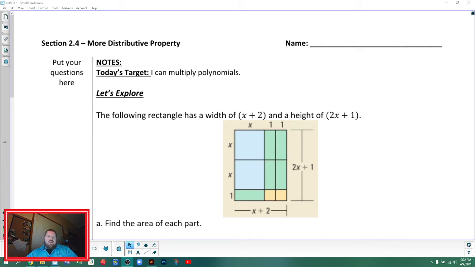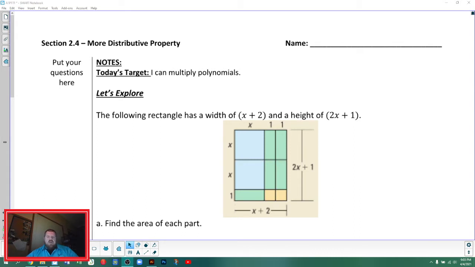Today we're going to be looking at a little bit more distributive property. This is where distributive property definitely gets a little bit tougher. And really it comes down to multiplying what we call polynomials, which are items with multiple terms. We're going to look a little bit more at this later on this year, but I wanted to get a quick preview of it here early. So let's go ahead and get started.